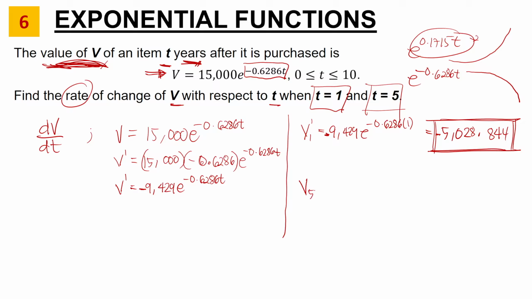And when the time is 5 years, actually we can write this as v prime of 5, something like this, because this is v prime of t. It means the value is a function of the time, and then the derivative of that value is also a function of the time.